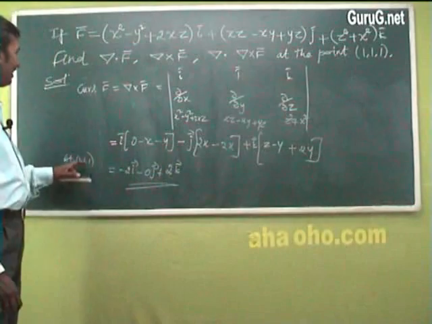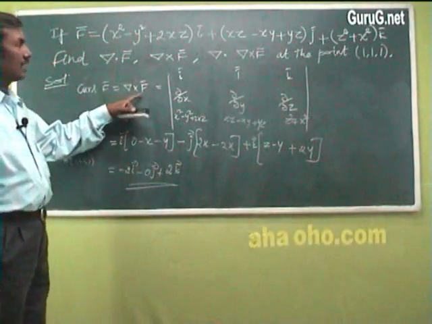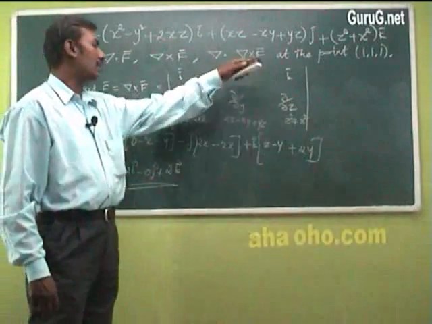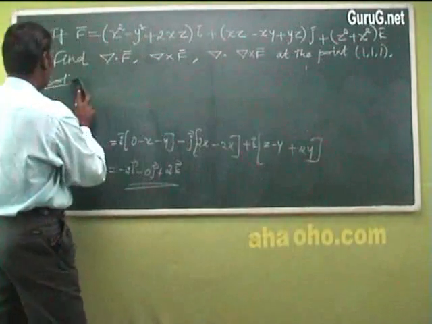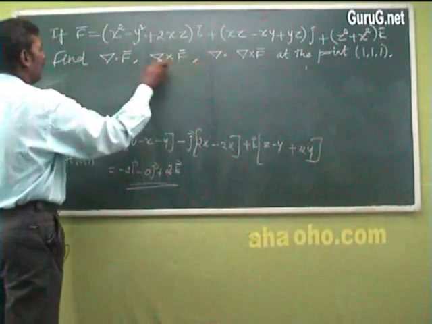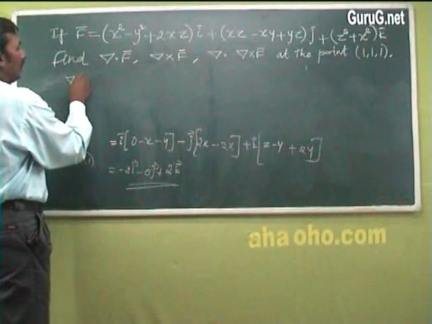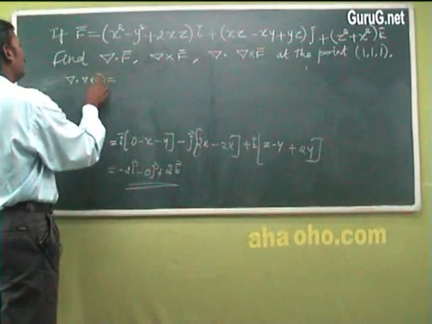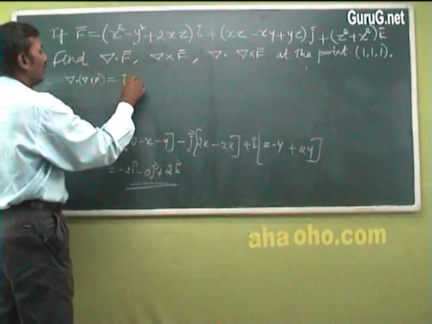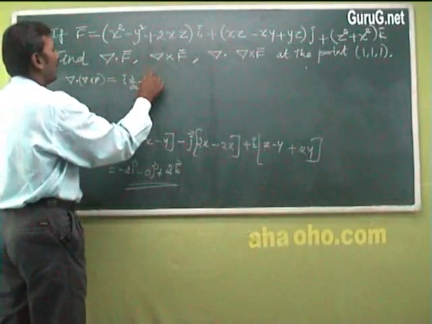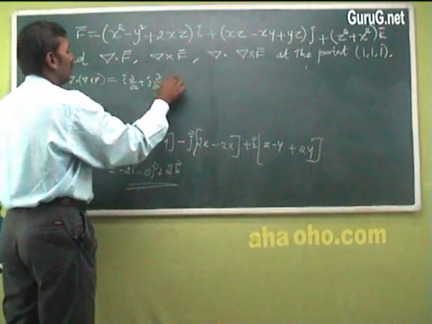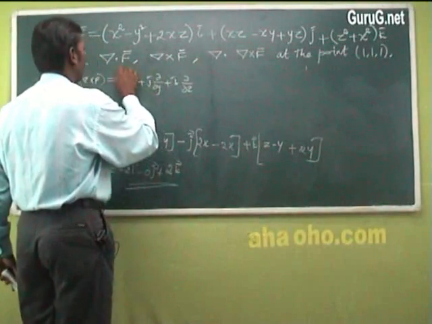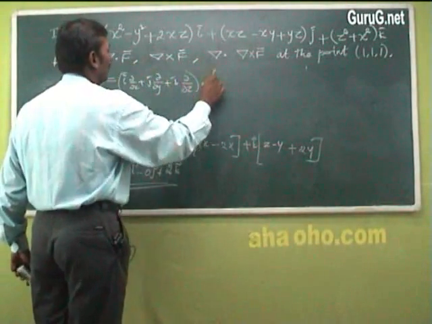So which is curl of F, del cross F, right? Okay. Now del dot del cross F. Third question. Del dot del cross F. So del is i into dou by dou x plus j into dou by dou y plus k into dou by dou z, dot. So del cross F.